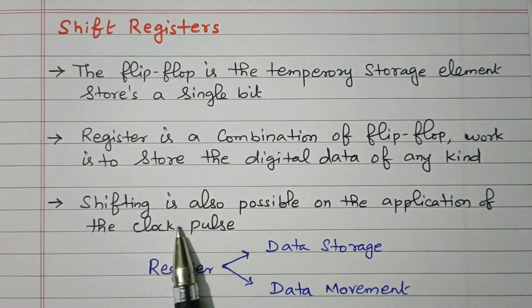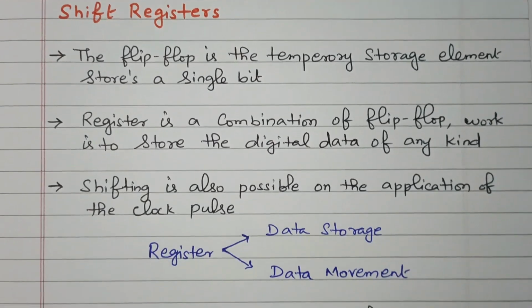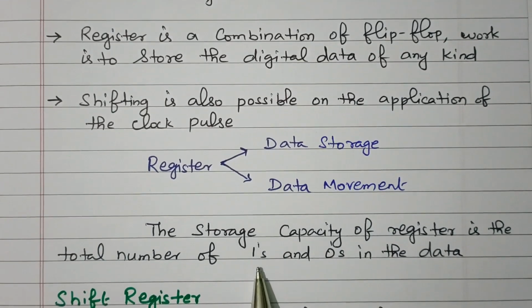And shifting is also possible on application of the clock pulse. So we can store the data, and another application is shifting the data, that is data storage and data movement. We can move the data from right side to left side or left side to right side, serial, parallel, all are possible. The storage capacity of a register is the total number of ones and zeros in the data. So the capacity is nothing but ones and zeros.